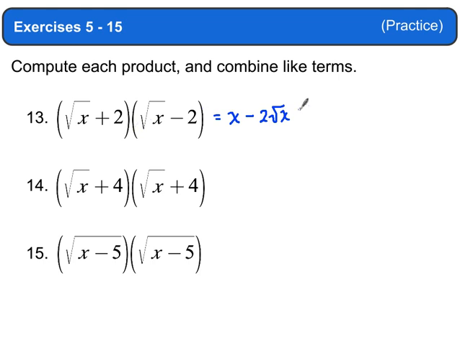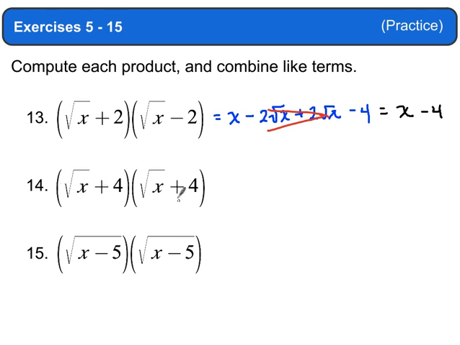The inside is plus 2 square roots of x. And then the last ones are negative 4. Now, because they are conjugate pairs, these two cancel out, and so you end up with x minus 4 as our answer.